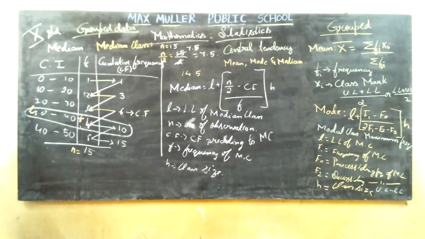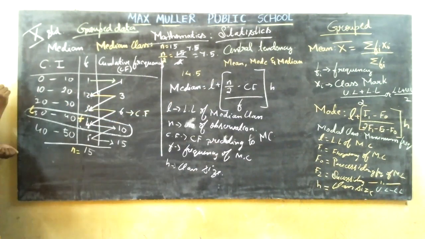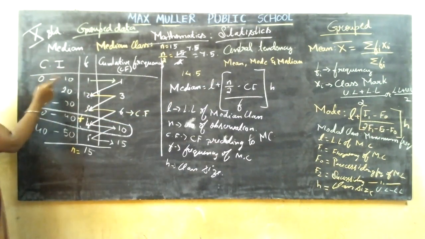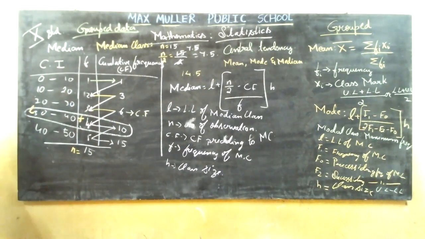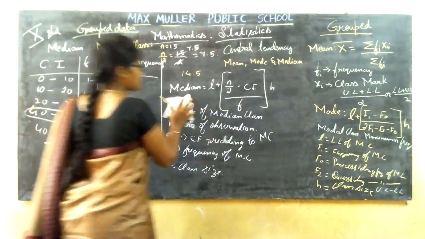Now the next term is h. You are already familiar with it from the mode, that is the class size. How are you going to find the class size? Upper limit minus lower limit: 10 minus 0, 20 minus 10, 30 minus 20, 40 minus 30, 50 minus 40. Clear? Now, let me put all the values in the formula and see what median I get. Okay, I think I'll erase this.